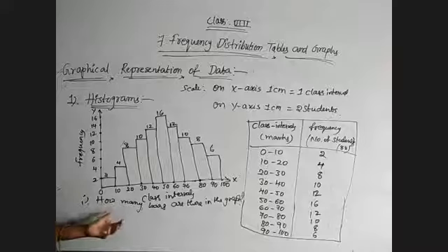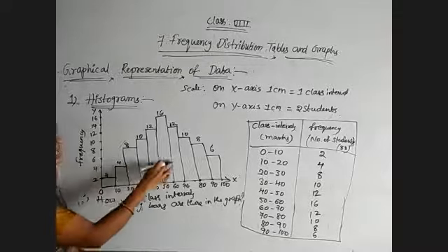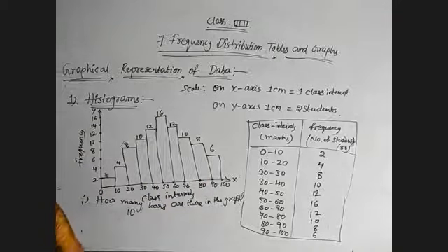Now, how many bars are there in this graph? Just count: 1, 2, 3, 4, 5, 6, 7, 8, 9, 10. So 10 bars are there. That is the answer. And the second problem: in what proportion are the heights of the bars drawn?